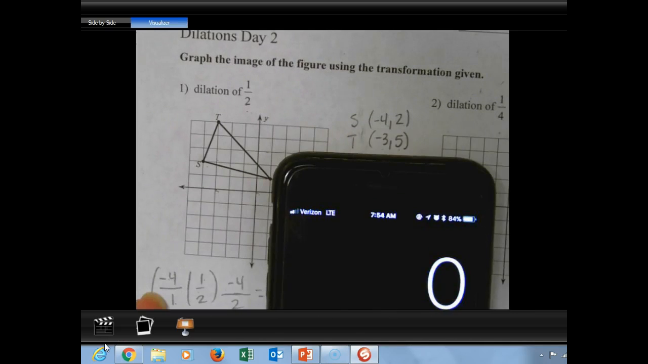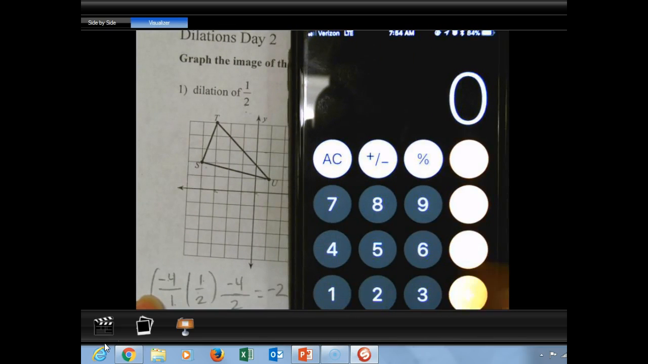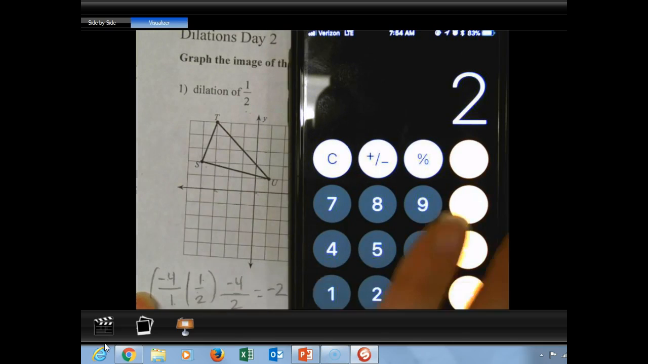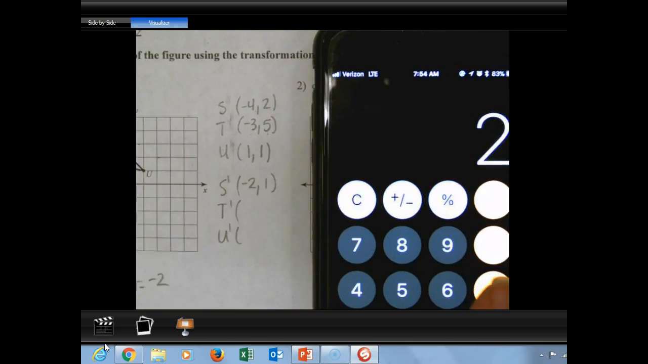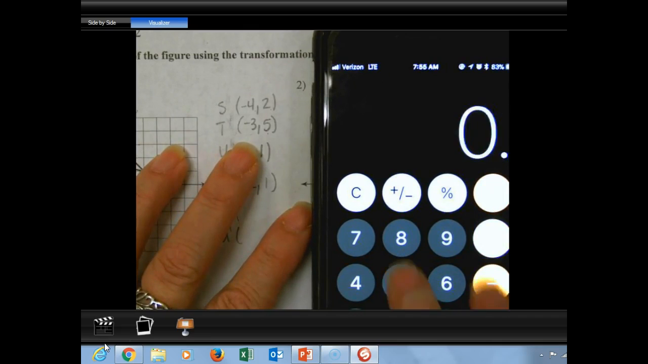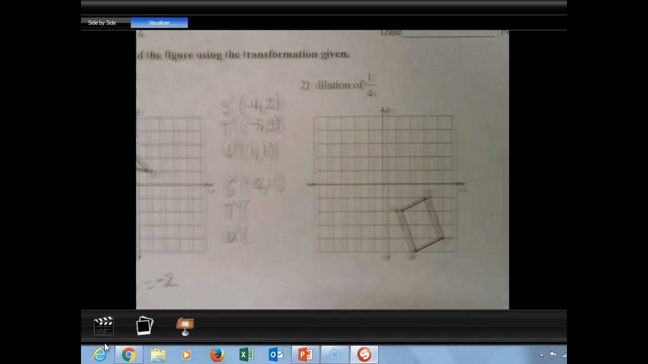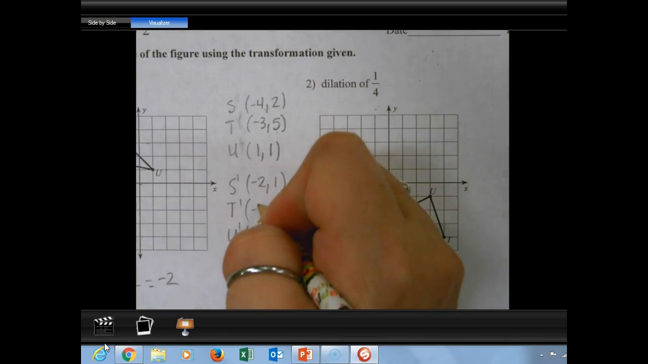So let's say I have -4. I just know that it's a negative, right? So I'm going to take 4 times 0.5, because isn't that the same as 1/2? And what do I get? 2, but I know it's going to be negative. I just didn't include the negative in my multiplication. Let's say 3 times 0.5 gives me what? That's my answer. So it's a negative, so it's going to be a negative 1.5.